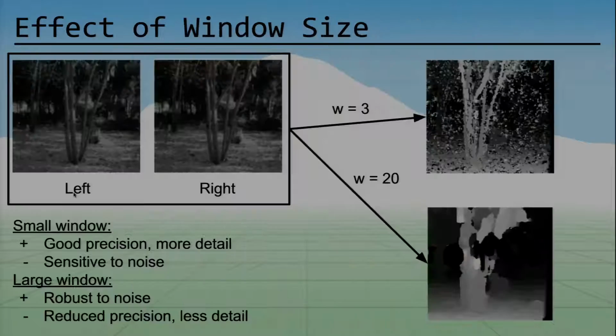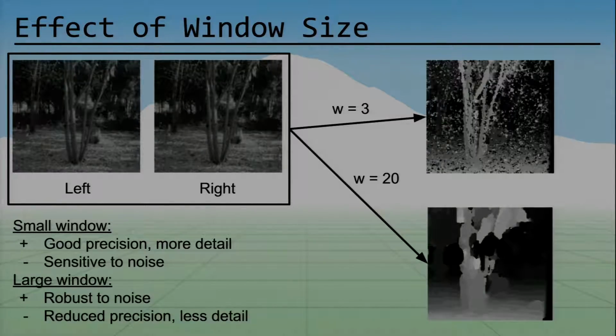OK. Let's look at some effects of the parameters that we choose. One thing I mentioned is that we pick a window around the feature that we care about, and we come up with a feature descriptor based around that patch that we picked. But how big of a window should we pick? Should it be a little window? Should it be a big window? What are the trade-offs between these two?